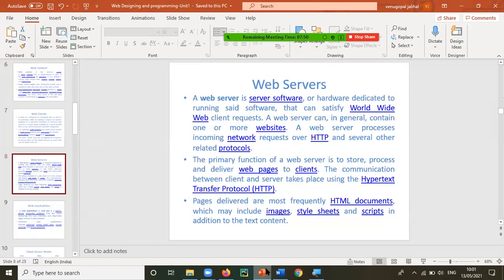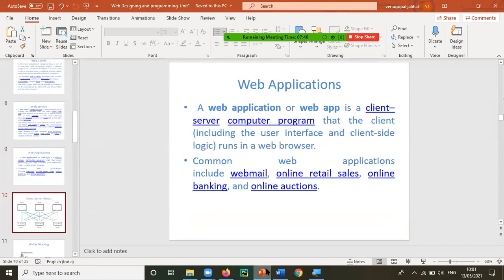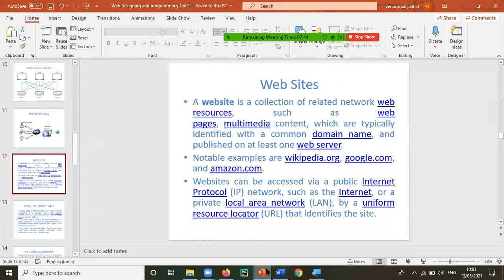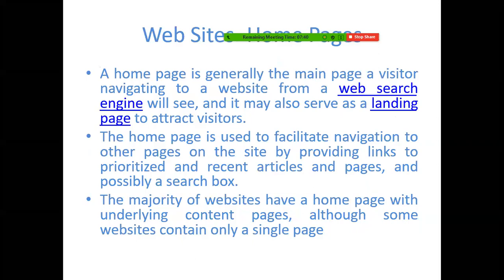Okay. So we have got web server, web applications, and client server. This is the working of the web server model. Then we have got the websites. Here, home pages, as we have seen, is generally the first page or the main page which the user visits. By default, the website or web server displays this particular page. But if some other page is requested, that page is opened directly.